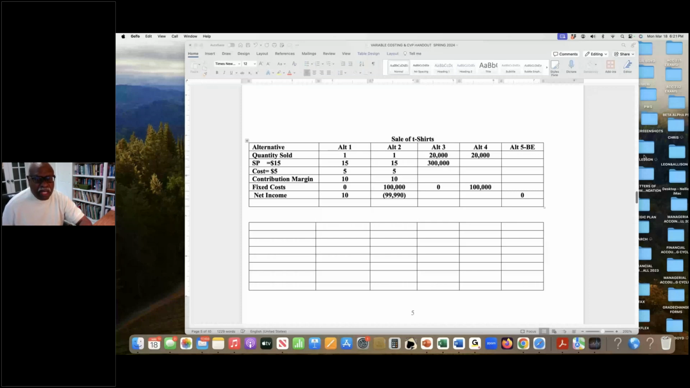In our next scenario, the fixed costs are 100,000. So we sell 20,000. Our sales are going to be the same. Our costs are going to be the same. Our contribution margin, what we're making, is 200,000. But now you have to subtract out the fixed costs, and so our net income now is 100,000.